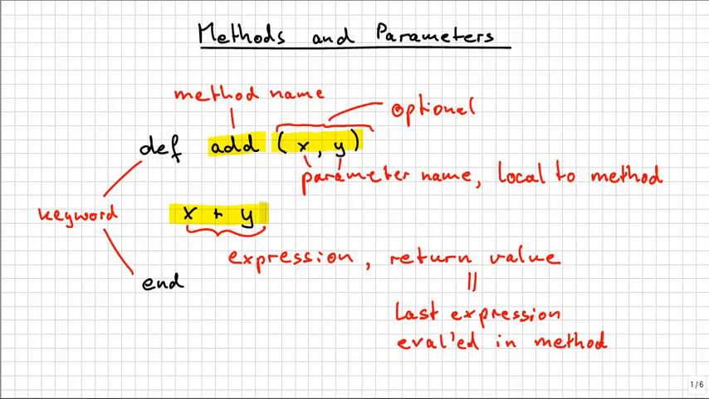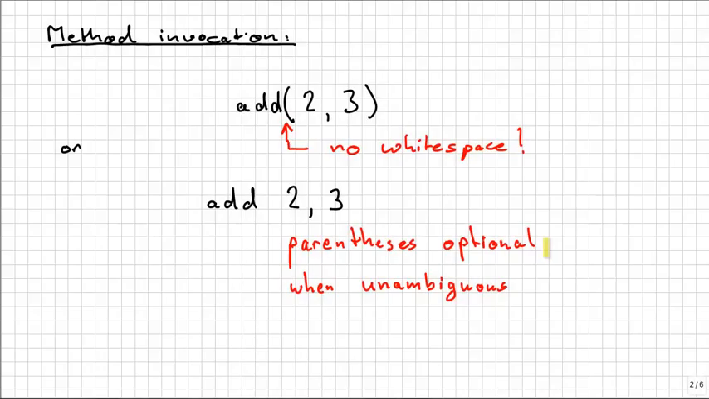But in general, it can be a sequence of expressions, and the return value of the method then is the last expression that is evaluated in the method. Now, how do we call or invoke a method? It's very similar to what you know from Java. You give the method name and then in parentheses the parameters or the arguments that you want to use in the method call. So here the arguments are 2 and 3, and they will be handed to the method add.